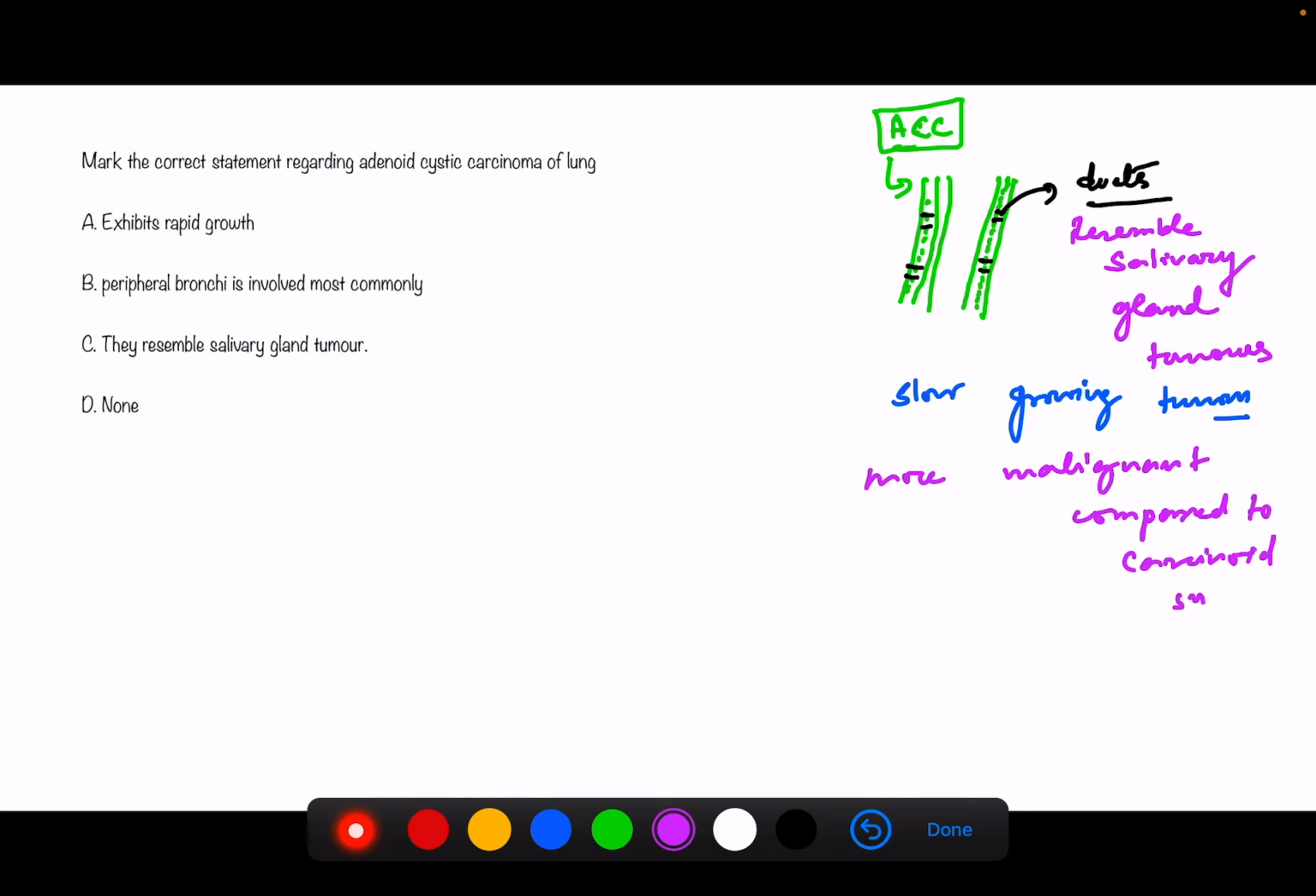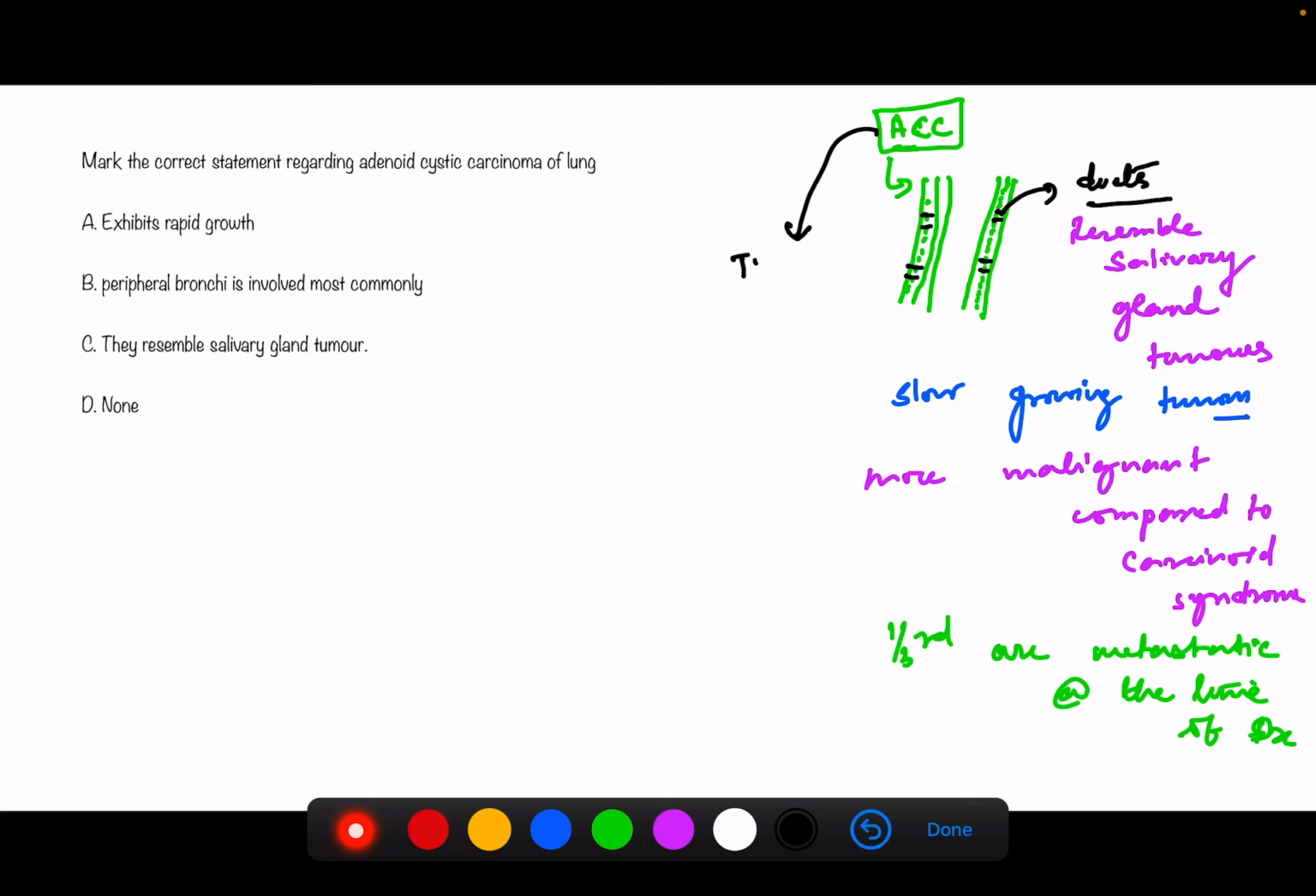carcinoid syndrome, and one third are metastatic at the time of diagnosis. Okay, one third are metastatic at the time of diagnosis. These ACC tumors typically affect what? The main stem bronchi. It's not the peripheral ones, these are the main stem ones.